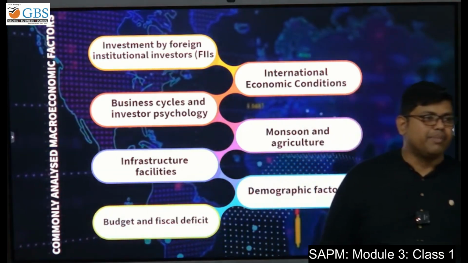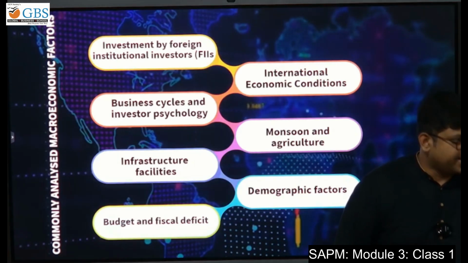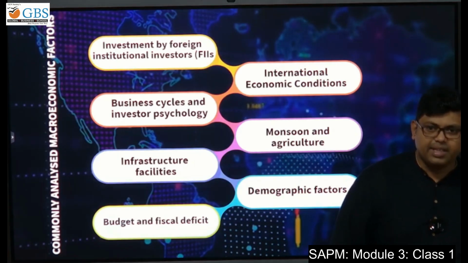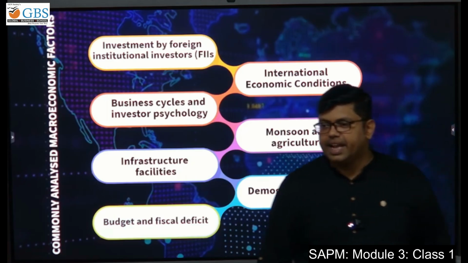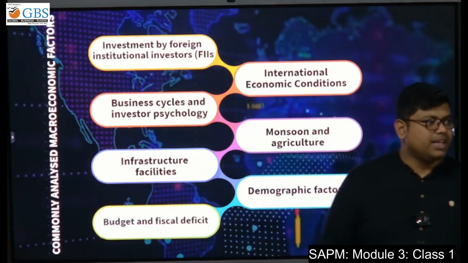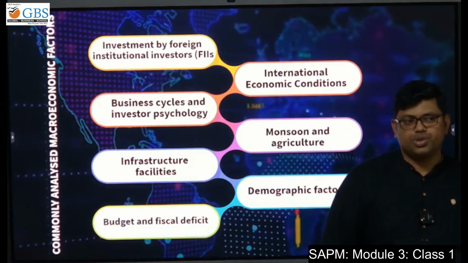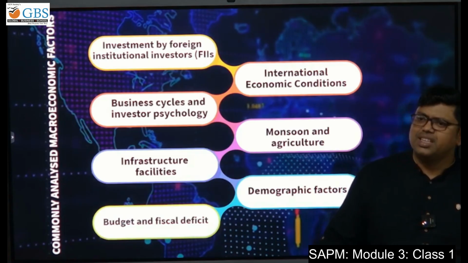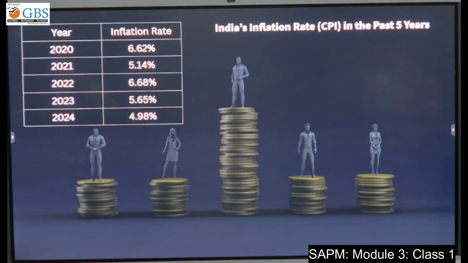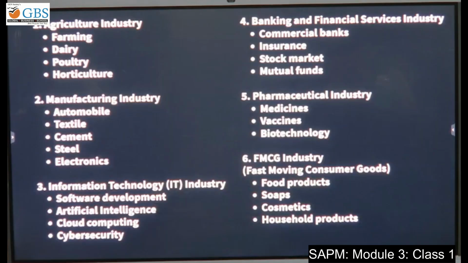What do you mean by fundamental analysis? They ask this. It starts with the economy, then industry, then company. Overall a 10 marks question. Very, very important. Inflation rate of India, the last 5 years' inflation rate. Okay, now we shall understand industries.